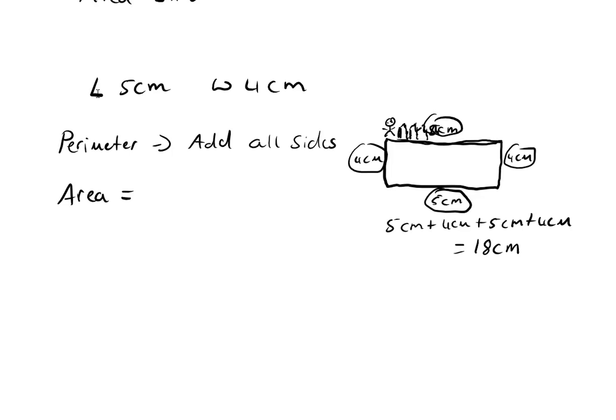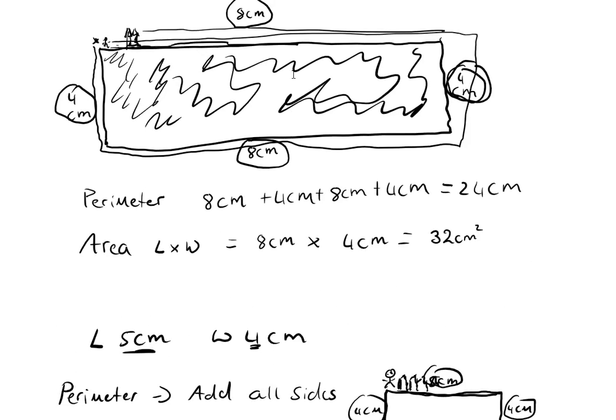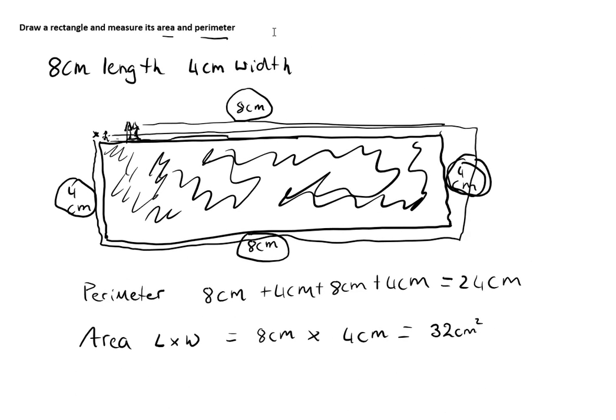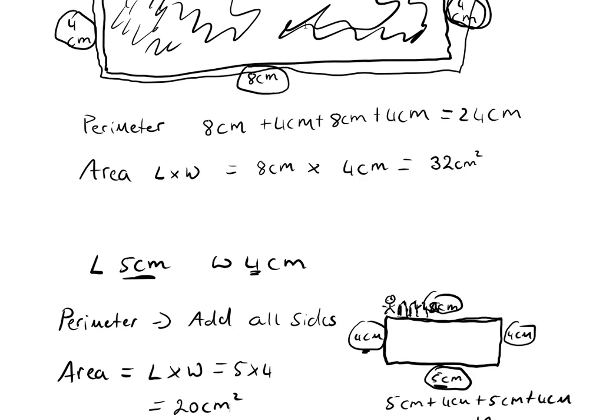Calculate the area then. The area is length times width. Our length is 5 centimeters, which is always the long side. Our width is 4 centimeters. So length is 5 times width is 4, and 5 fours is equal to 20 centimeters squared. Okay, that's just a short video where we drew a rectangle and measured its area and its perimeter.